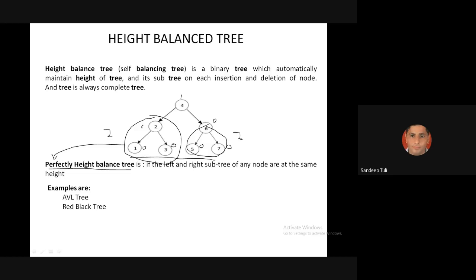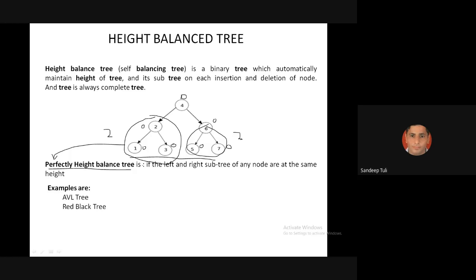For 2 it is 0, and for 4 it is 0. When all the nodes have balance factor 0, then it is known as a perfectly height balanced tree.